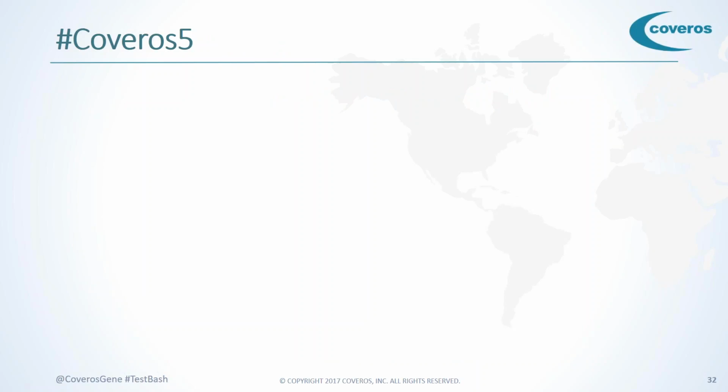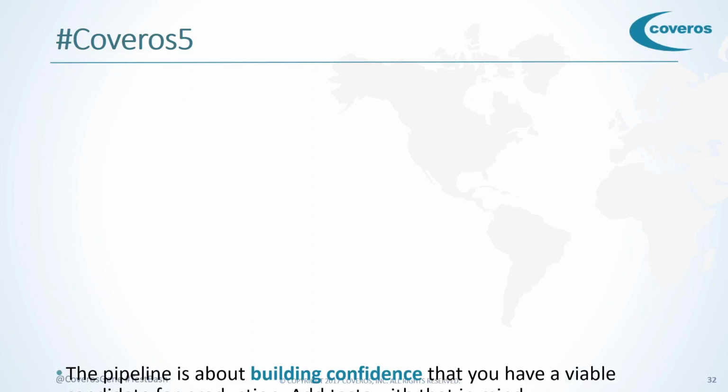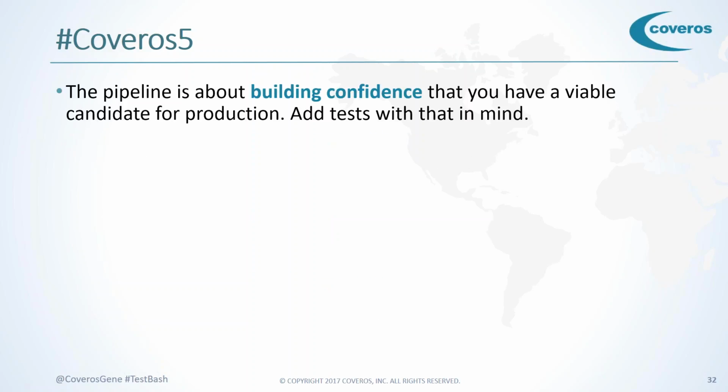So hashtag Coveros5 is our company's term for the 5 most important takeaways from a talk or a blog post. Anytime we publish something, we send out tweets with these. So the 5 things that I think were the most important from these were, first, the pipeline is about building confidence that you have a viable candidate for production. Add tests with that in mind.